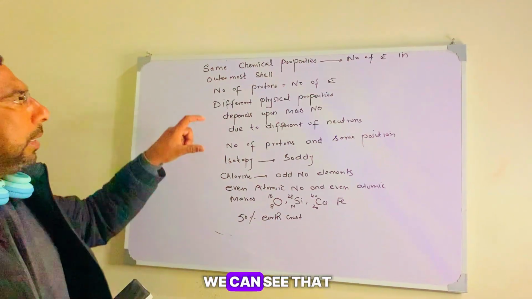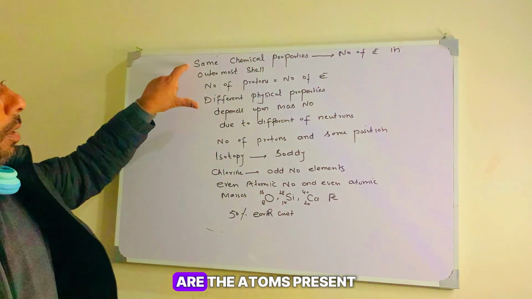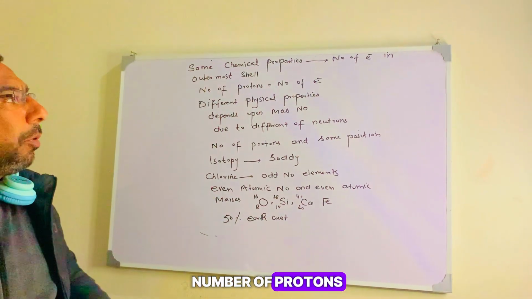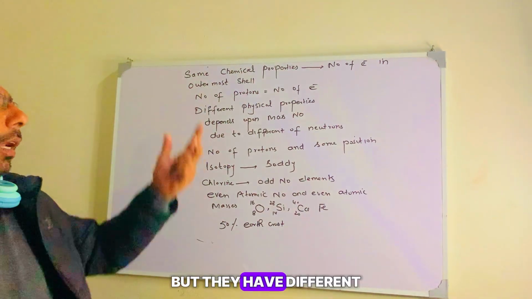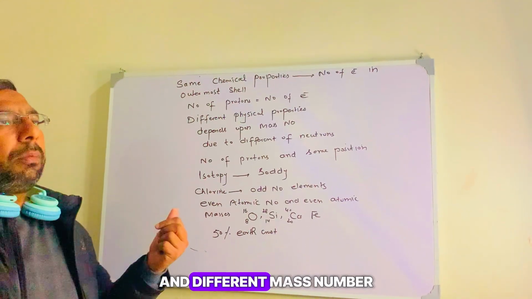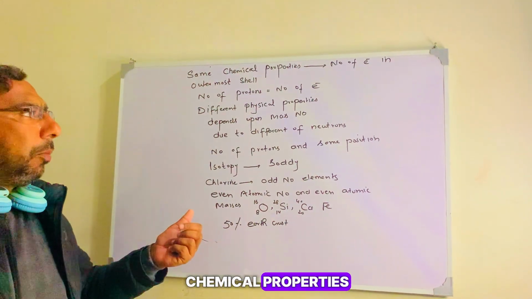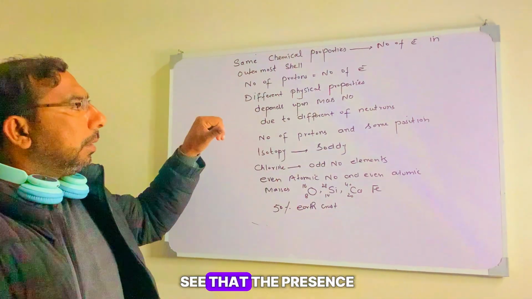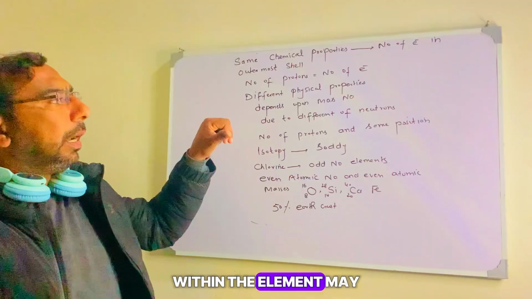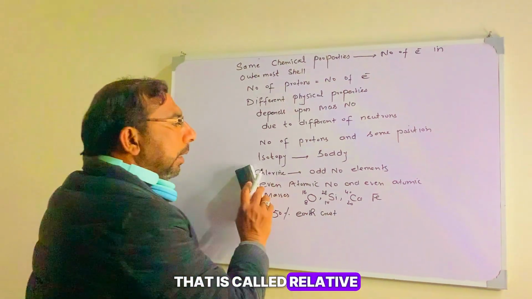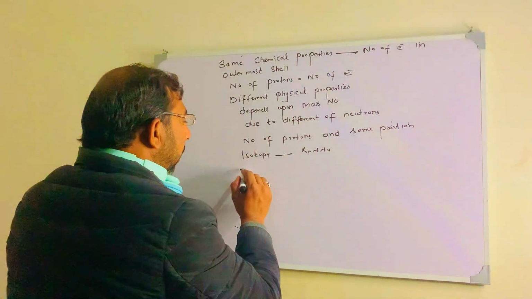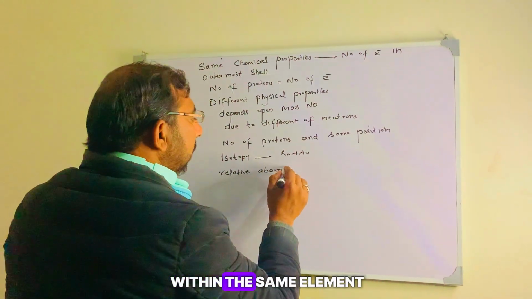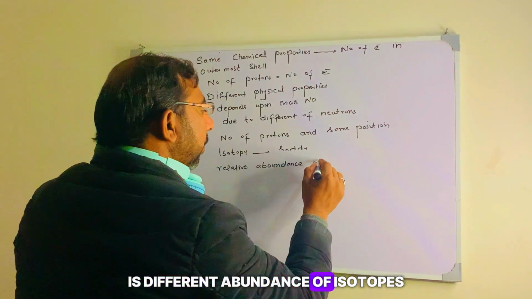So at the last, we can see that isotopes are the atoms present within the same element. They have the same number of protons, the same atomic number, but they have a different number of neutrons and different mass number. And they have similar chemical properties, but different physical properties. And we can also see that the presence of isotopes within an element may be different. That is called relative abundance of isotopes.